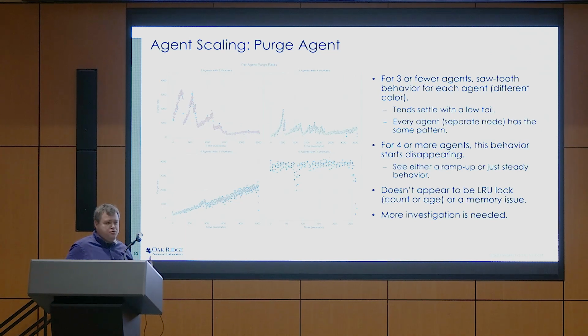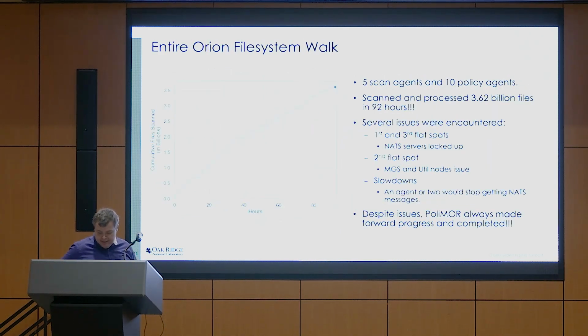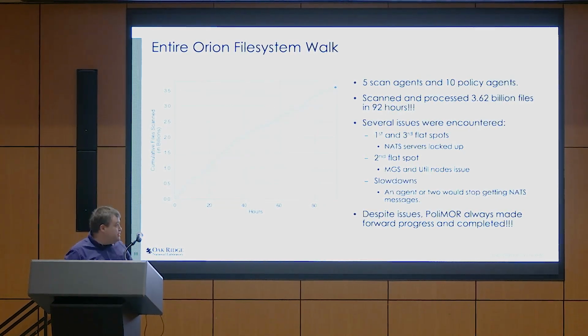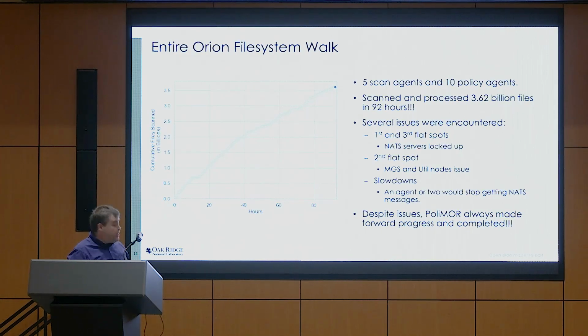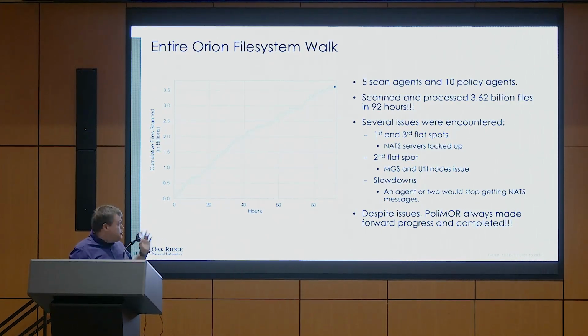So then after doing the per agent scaling, we wanted to see, okay, what is the time it takes to actually do a full Orion file system scan with directory traversal? And this is running with 5 scan agents with 8 workers and 10 policy agents with 2 workers. Again, we're running twice the number of agents because we saw that we get about half the level of performance of files processed per second with the policy agents right now until we figure out what's going on with NATs. And we were able to scan 3.6 billion files in just 92 hours.